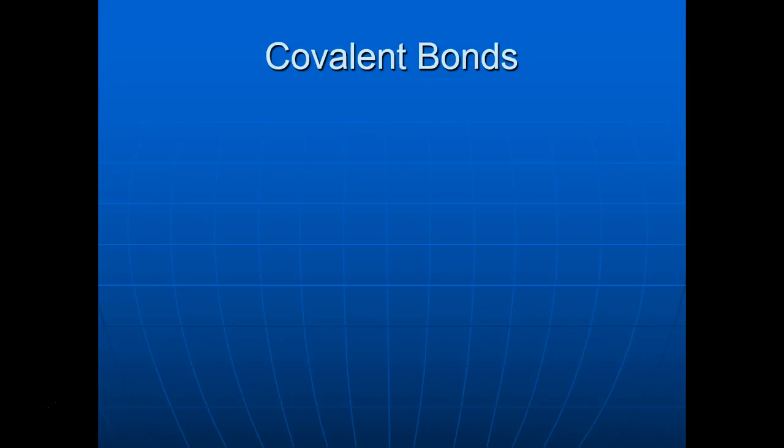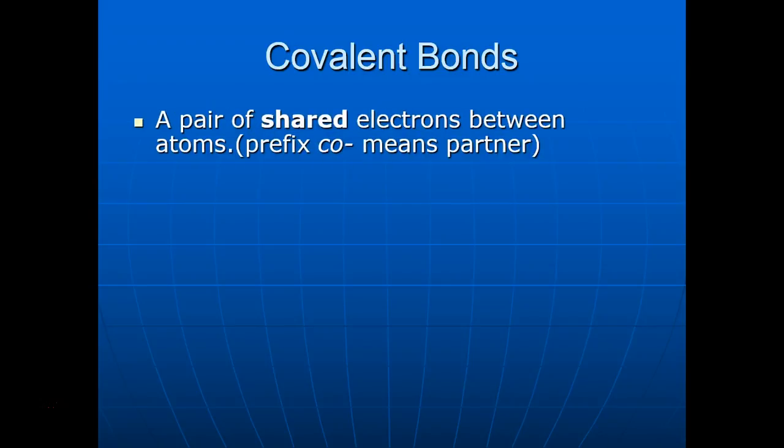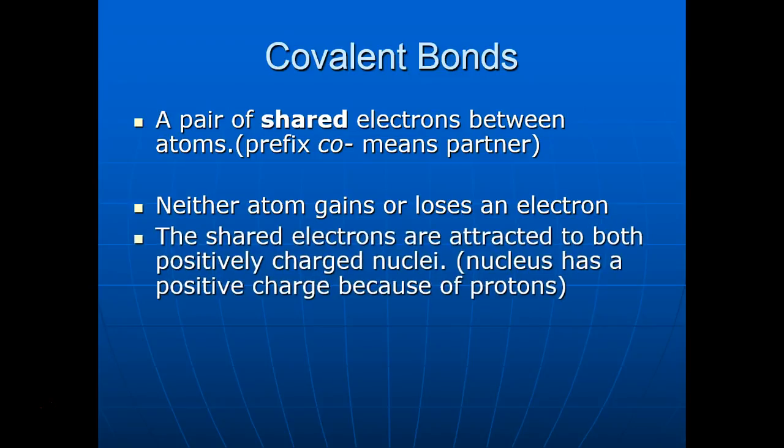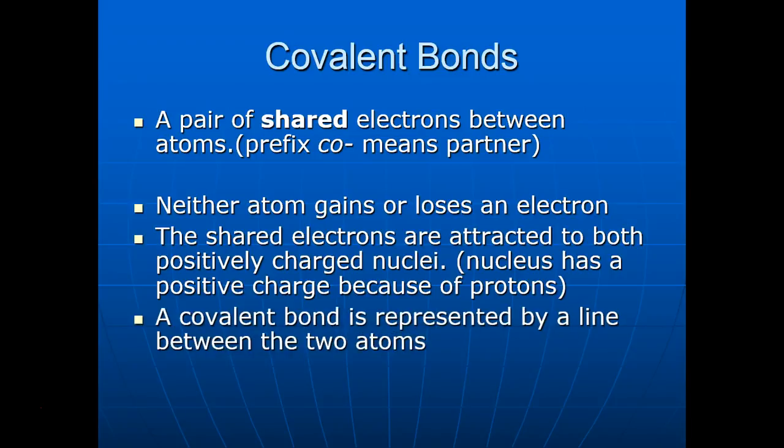Now we've got covalent bonding. This happens between different types of elements. And in this case, the electrons are shared between the two atoms. Co meaning having a partner. So neither atom actually gains or loses an electron like they do with ionic bonding. The shared electrons are attracted to both positively charged nuclei. So really the electrons are being attracted to the nucleus of the partnered element. The nucleus has a positive charge because of its protons.